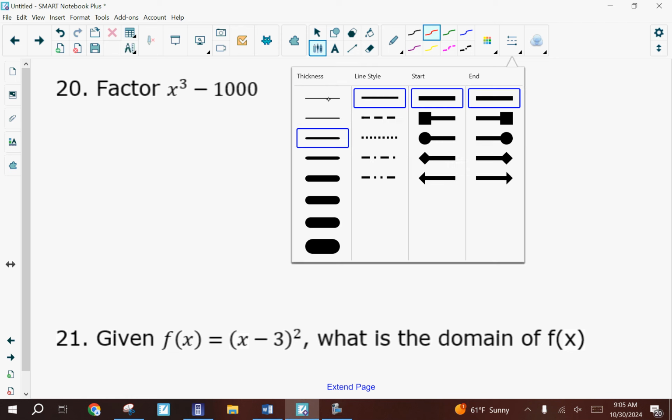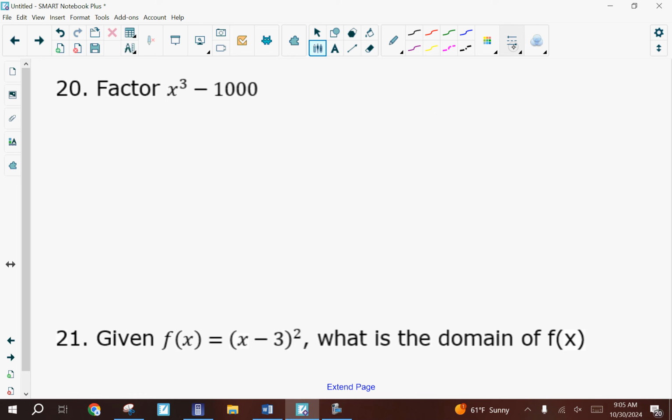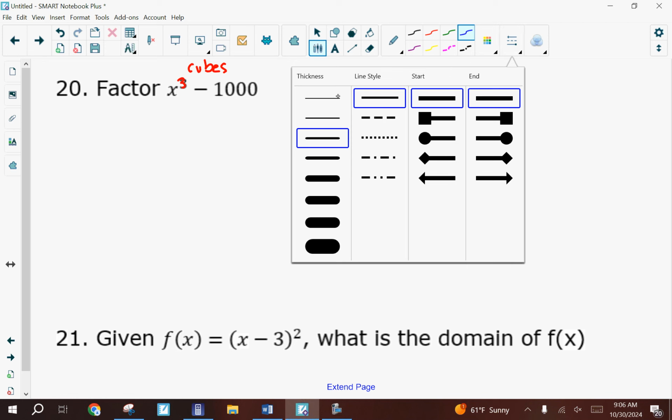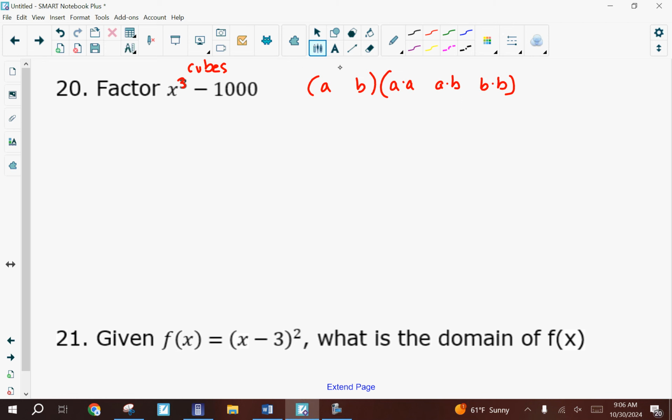Now there's some hints in this question. There's some things in here that tell us which one it is, specifically this x to the third. That third tells us that it's the cubes pattern. Now if you don't remember the cubes pattern, it goes like this. It's going to be A, B, A times A times B, and then B times B. And then for the signs, we use the SOAP acronym. So this one should be the same, this one should be opposite, and this one should be always positive.